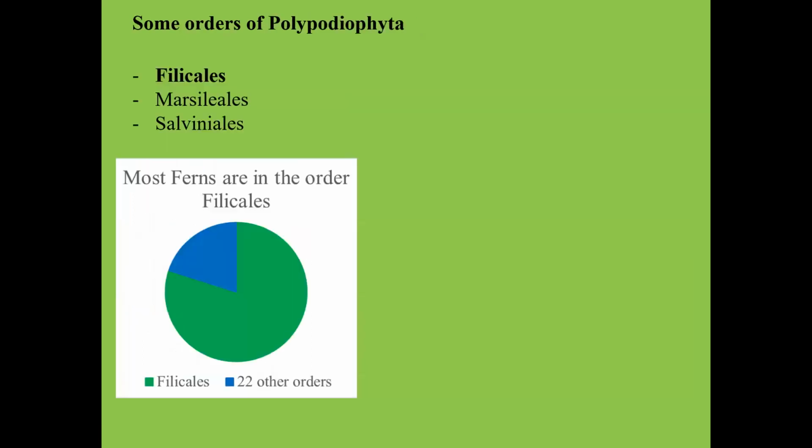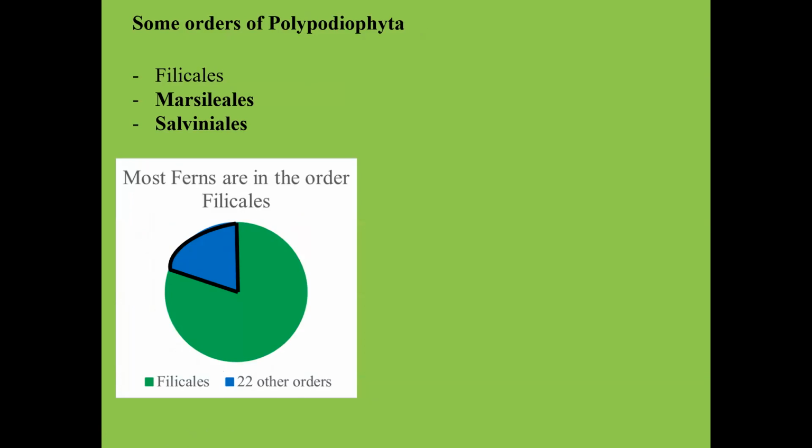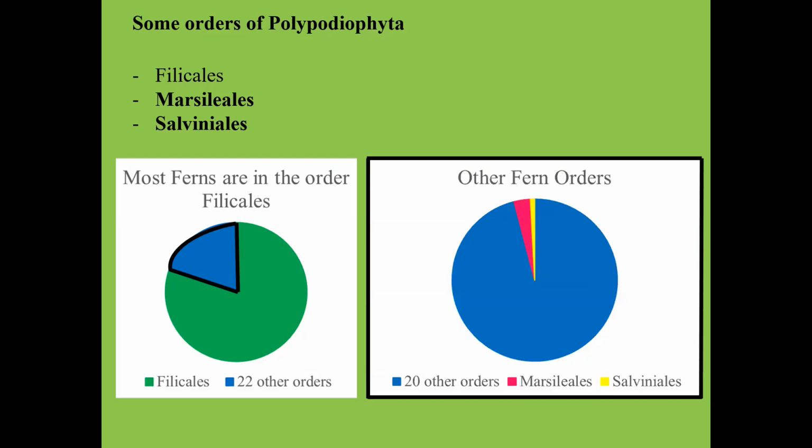Right, we're just going to briefly talk about a couple members of these other orders. So Marsileales and Salviniales are examples of ferns that are in these 22 other orders, right? So that's where they are in this chunk of the pie. And if this was a pizza and you pulled that blue slice off and we're looking just at that blue slice, here's what you would see inside of it.